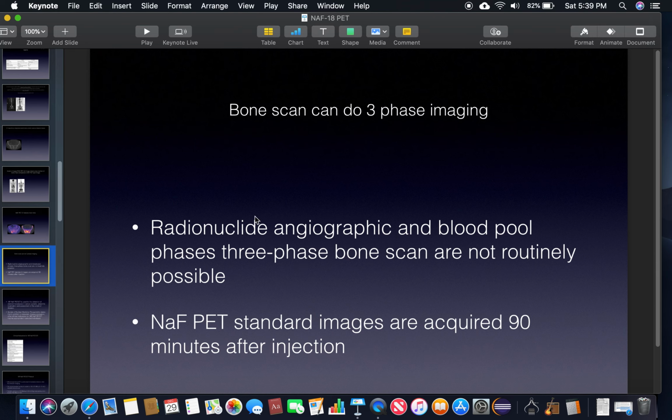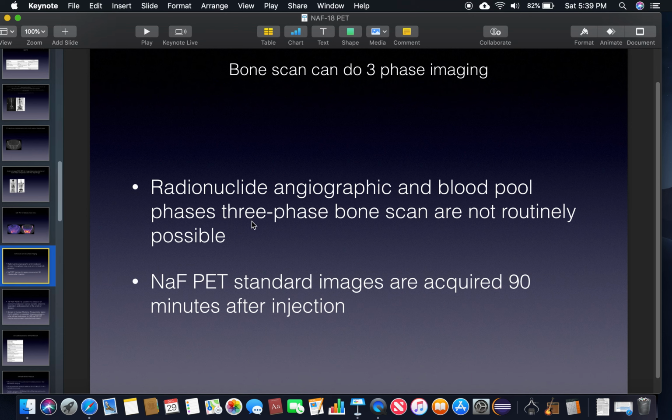I mentioned that it is not possible, or I won't say it is not possible, but routinely it is not possible to do a three-phase bone scan with NAF PET, because we typically acquire after 90 minutes, whereas typically we do bone scan three-phase imaging.